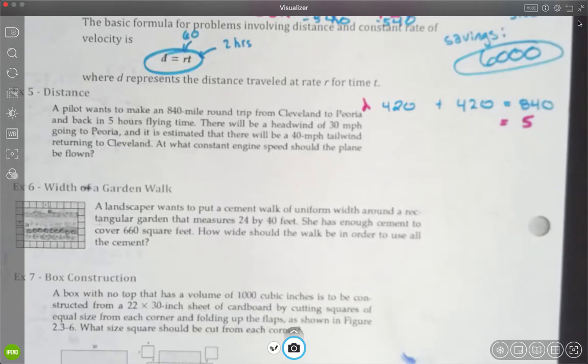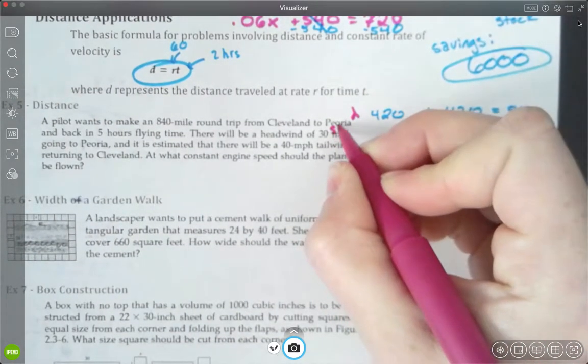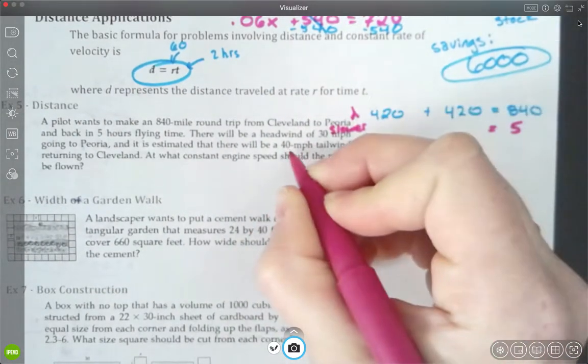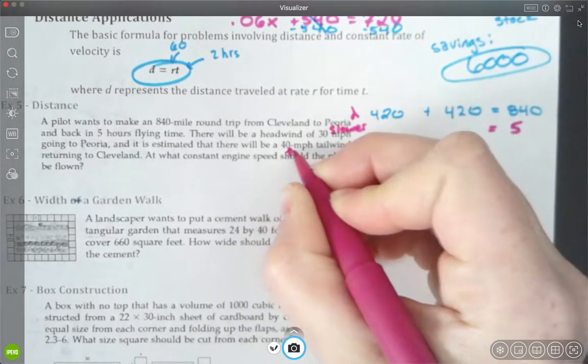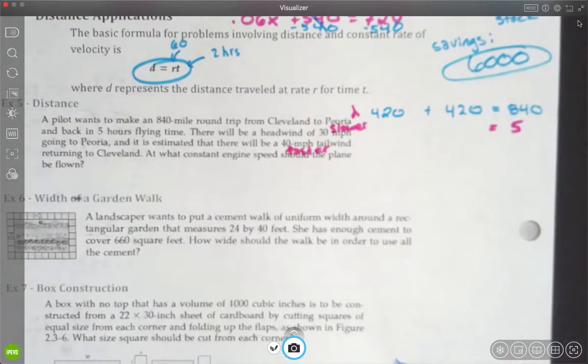There will be a headwind of 30 miles per hour going to Peoria, and it is estimated that there will be a 40 miles per hour tailwind returning, okay? So what does headwind mean? It's like coming into you. So going there, we're going to go slower by 30 miles per hour, and coming back, we're going to go faster by 40 miles per hour. The wind is coming at me, and coming back, it's going to push me 40 miles an hour faster.